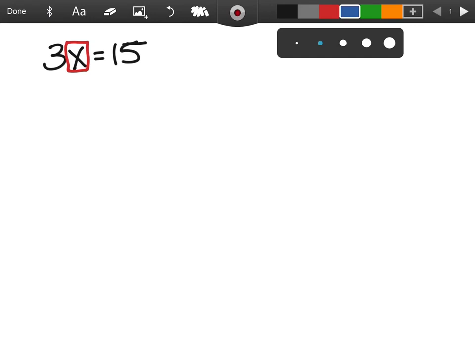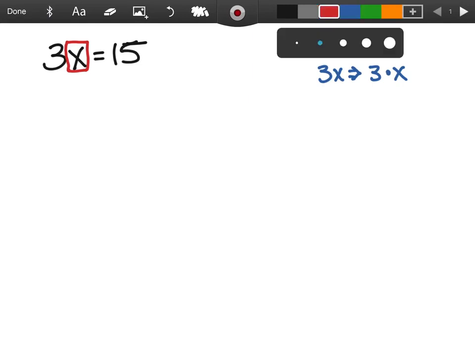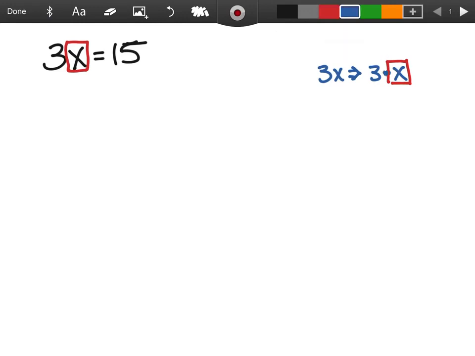So I know if I have a number and a letter or a variable sitting right next to each other, this is the same thing as saying 3 times x. My ultimate goal, again, is to get this x all by itself. To get it by itself, I have to do the inverse or opposite. Multiplying, the opposite or the inverse, is our math term for division. So to get rid of this 3, I have to divide.